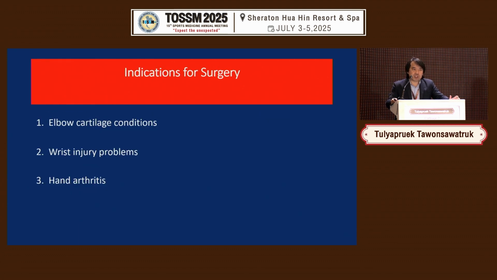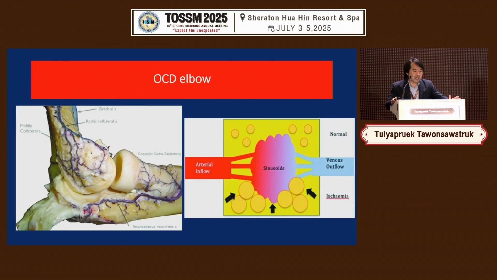So the indications for cartilage surgery start with elbow cartilage or wrist injury problems that you have to deal with the cartilage, and also hand arthritis. The OCD of the elbow represents a cartilage defect with a subchondral bone problem. I think there are two theories, the vascular theory and the repetitive theory, that can cause subchondral bone injury and further damage to the cartilage.